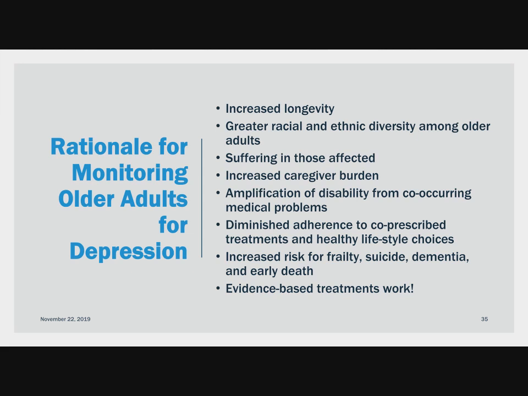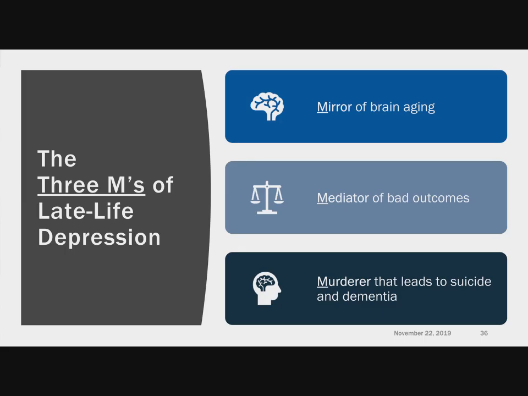That's a really key point that I'd like to focus on. I think it may be helpful to focus on what I think of as the 3 M's of depression in older adults. Depression can be a mirror of brain aging. It can be a mediator of bad outcomes, as both Laura and Art have emphasized. It can also be a murderer, if you will, that leads to suicide and dementia.